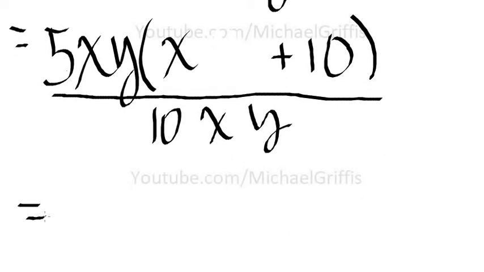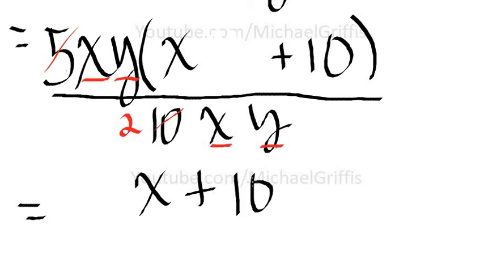All right. Now let's look. 5 goes into 10 two times. We have an x and a y in the bottom, so those are going to cancel out. And what are we left with? The 5 canceled out, and the x and the y canceled out, so we're left with x plus 10 in the numerator over, I guess, just over 2. Yeah, that's it.